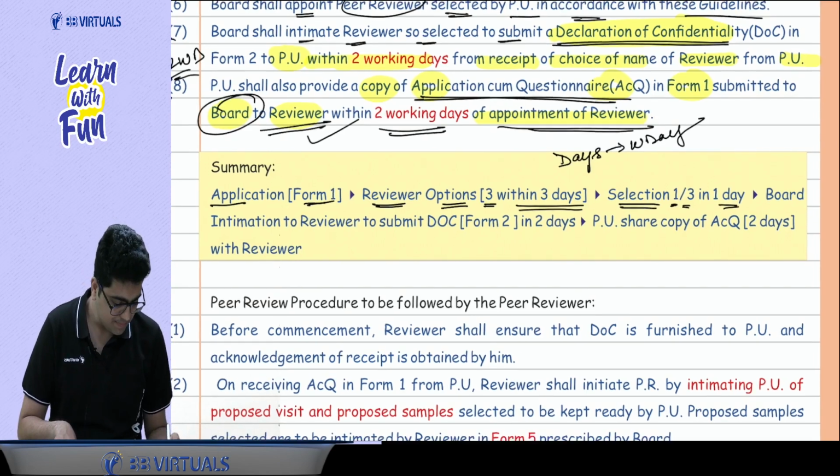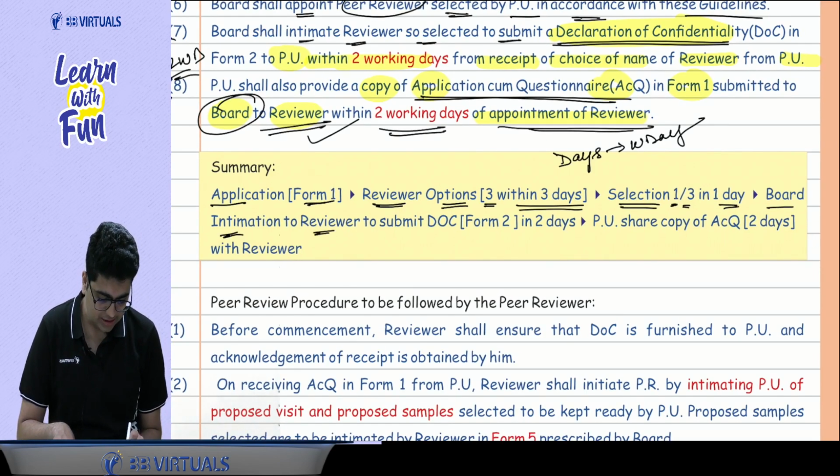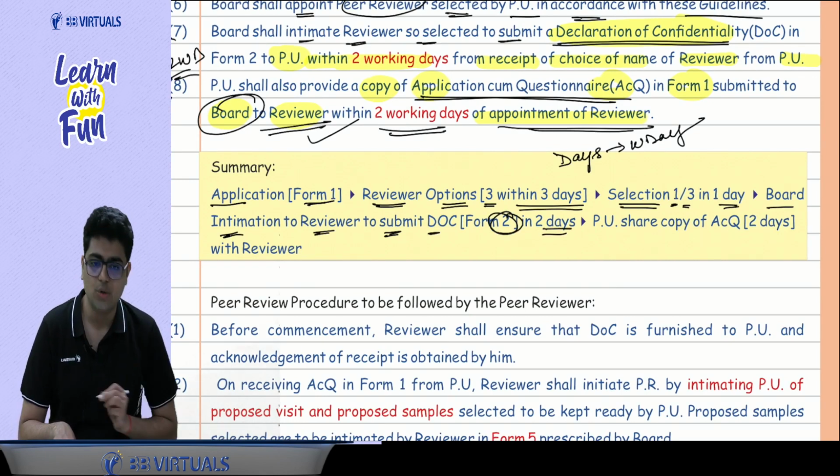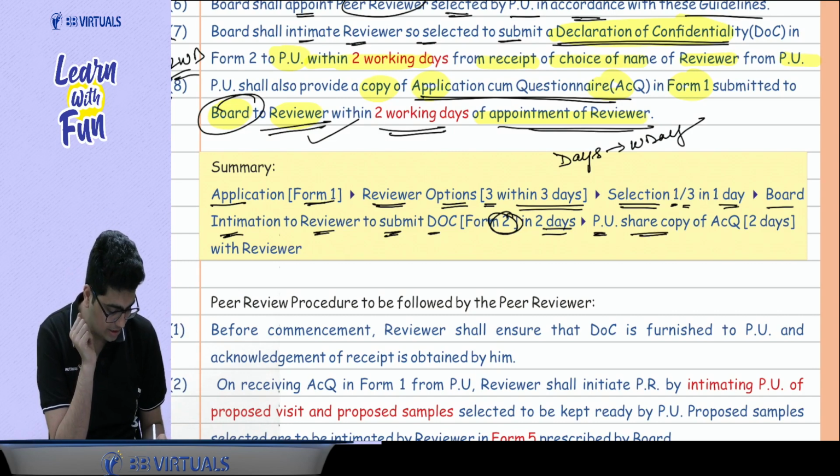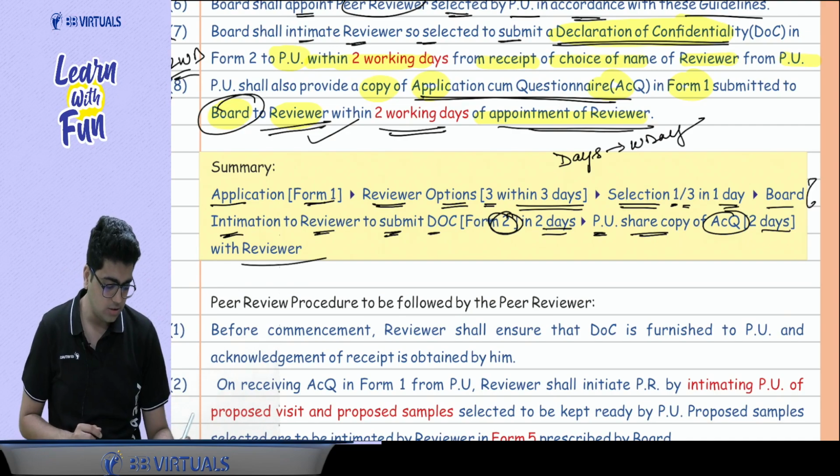Then board needs to intimate the reviewer so selected to submit the declaration of confidentiality in form 2 in 2 days. Come on, in form 2 in 2 days, and the practicing unit shall share a copy of the application cum questionnaire again within 2 days with the reviewer. So this is all about it.